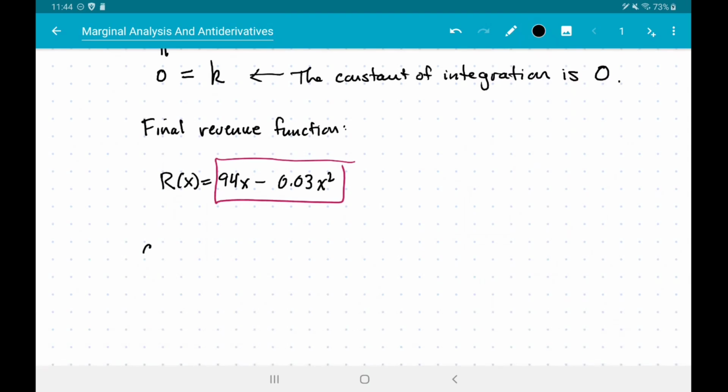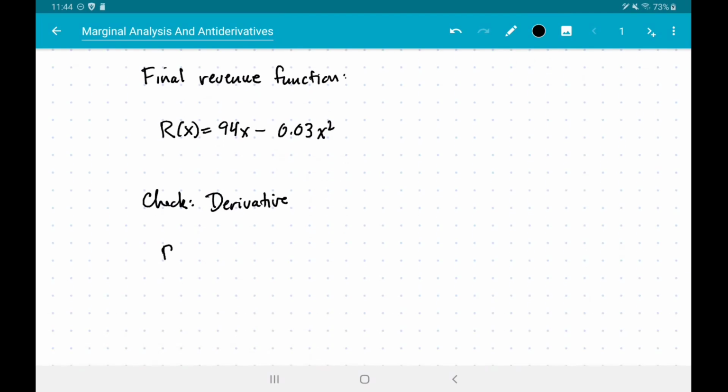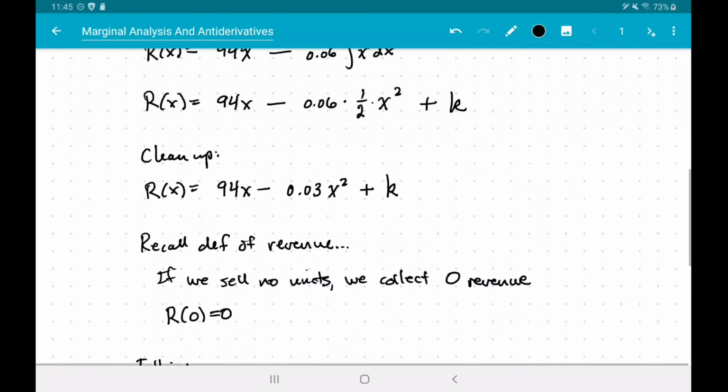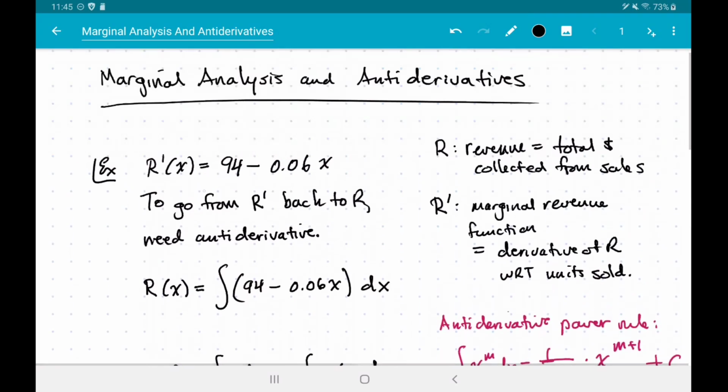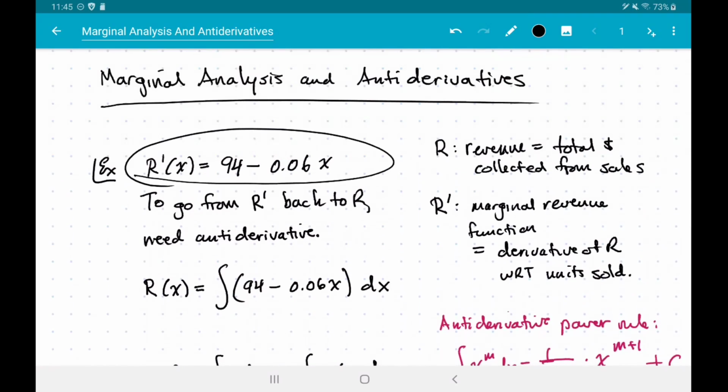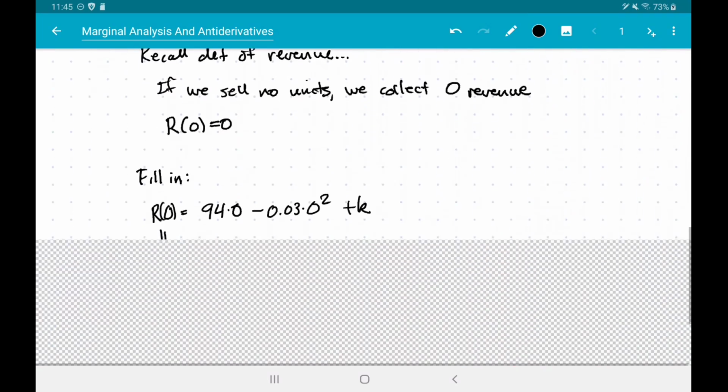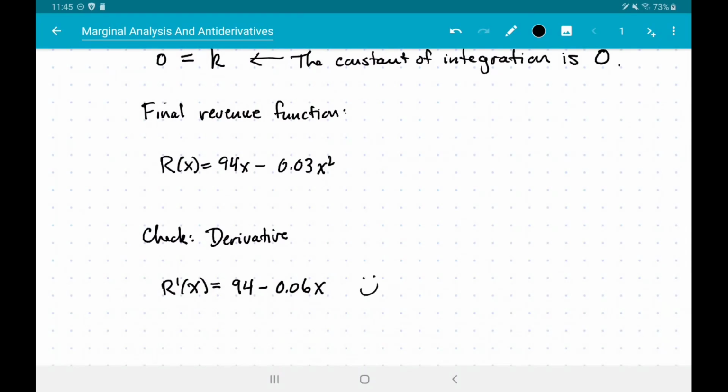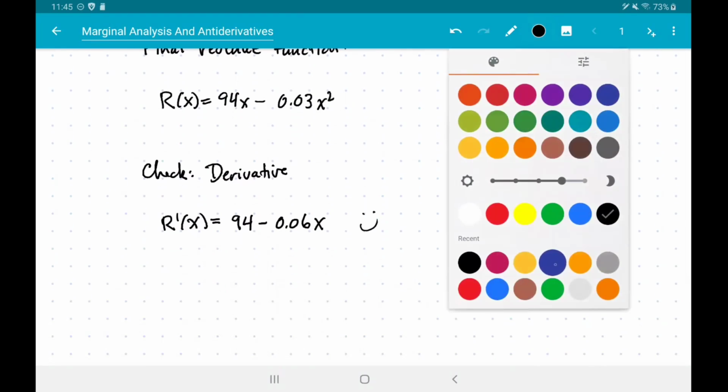To check this, clear that out. Well, you can just take the derivative. We'll go back from R to R prime. Well, what is R prime of x? From here, 94 minus 0.06x. And since that matches the given information, that means that we've done our antiderivative right and we've done our derivative right. So this is good. One more thing.